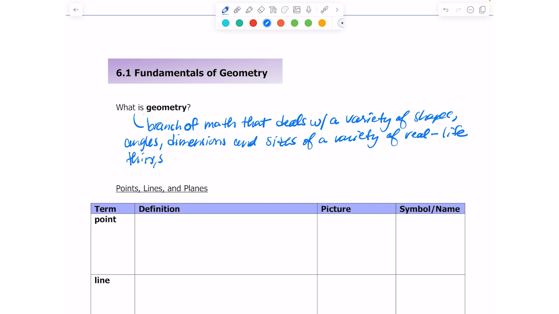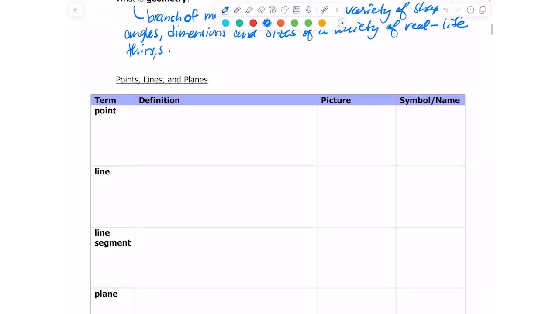Okay, let's talk about some of the definitions. We'll start out with the most basic definition, which is a point. And a point is just a location in space. Okay, and a picture of a point just looks like a dot. It's a closed circle. Might put a P there, label it with some other letter. And the symbol is, we really don't have a symbol. You can write either point P or you can just put a capital P, and that is recognized as a point. Okay, points don't have dimensions.